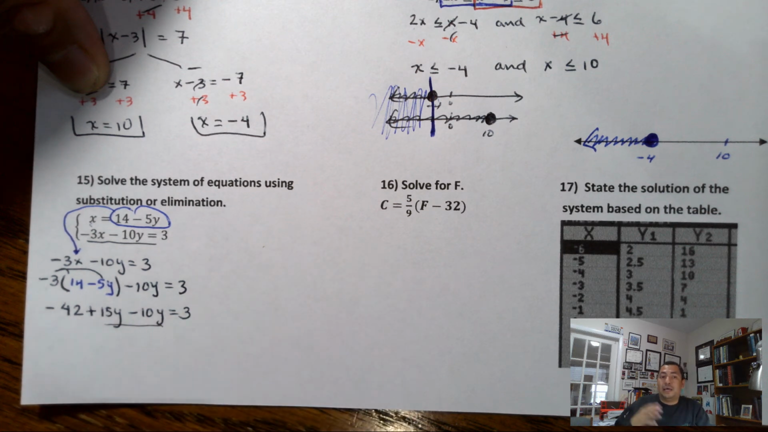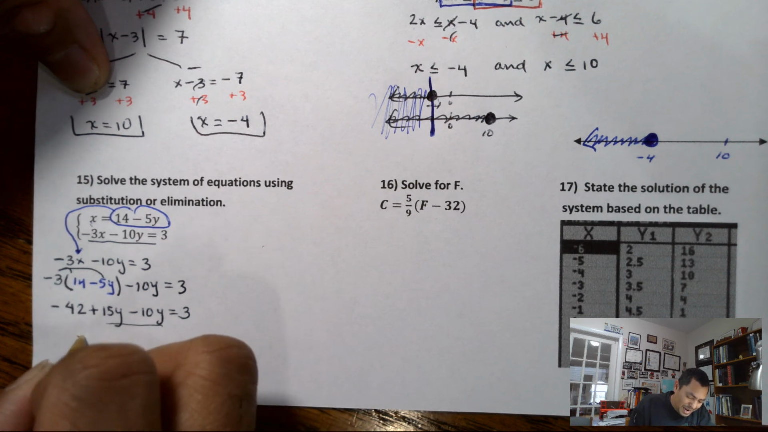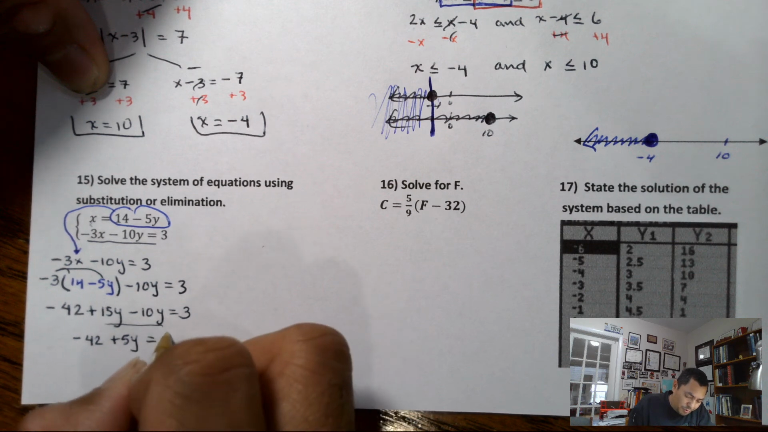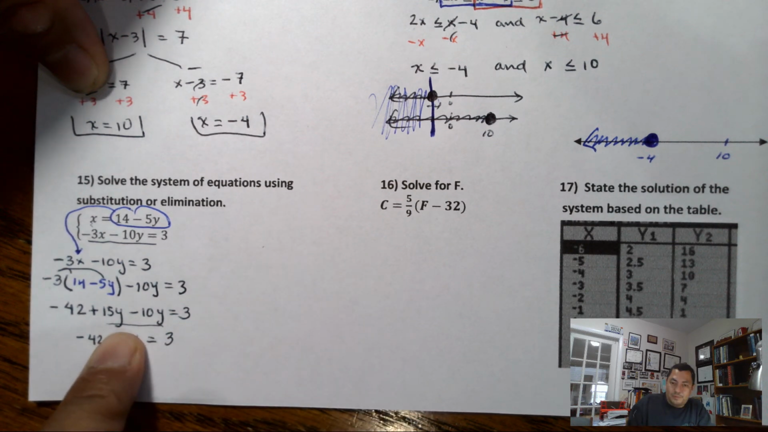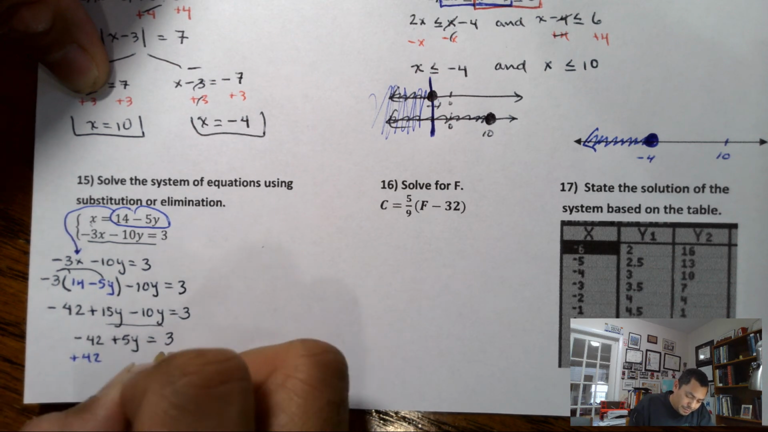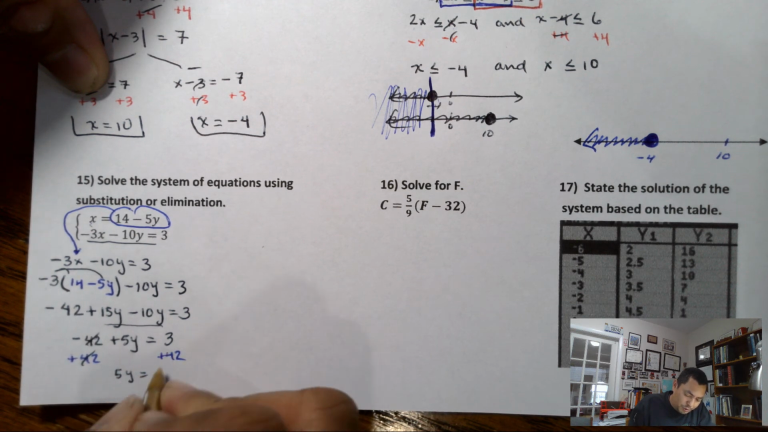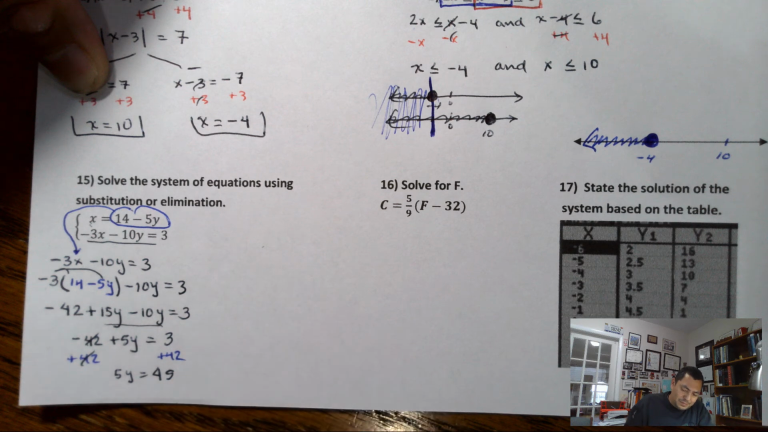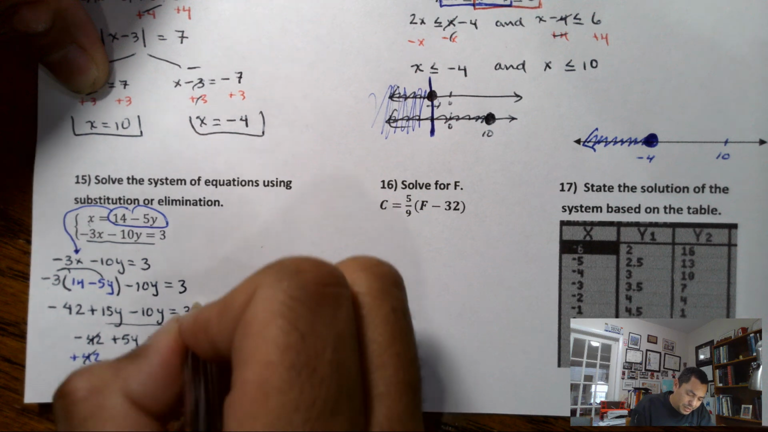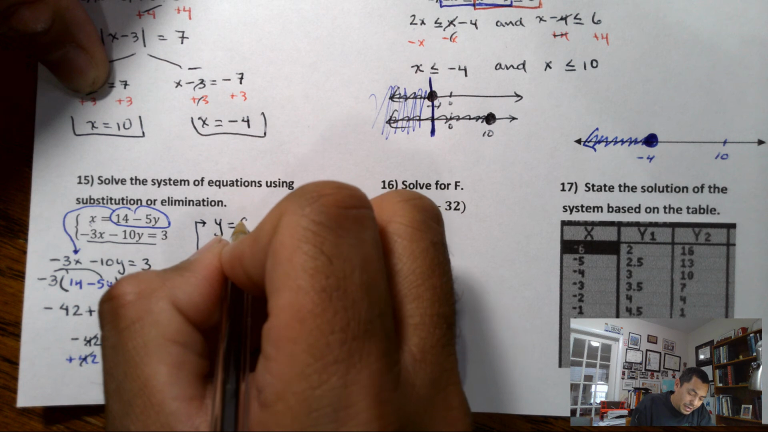These two are like terms, so we can combine like terms. 15 minus 10 is 5. Negative 42 plus 5y equals 3. Let's get rid of this 42. 42 is negative, so I'm going to use the opposite: plus 42, plus 42. These two go away. So 5y equals 45. Then we divide by 5. I have that y equals 9.